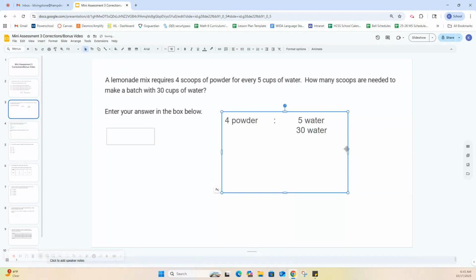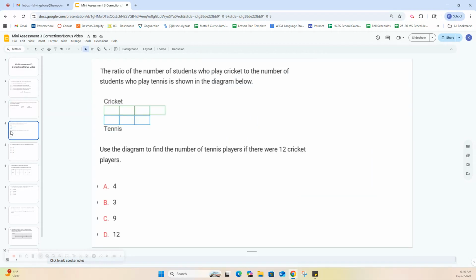So I need to say to myself, what did I do to go from 5 cups of water to 30 cups of water? We multiplied by 6 because 5 times 6 is 30. So now whatever I do to the amount of water, I also have to do to the powder. So 4 scoops of powder times 6 would give us 24. So my answer here would be 24, because we multiplied the water by 6, so then we have to multiply the powder by 6. All right, let's keep moving.